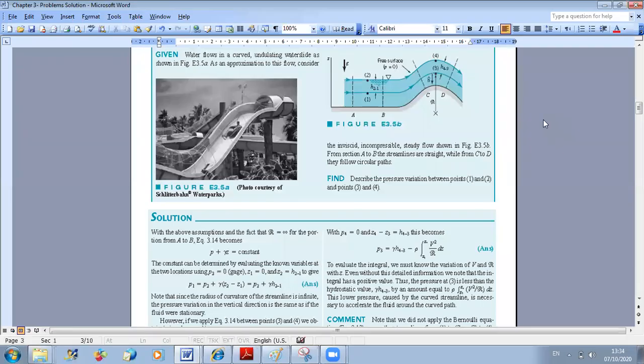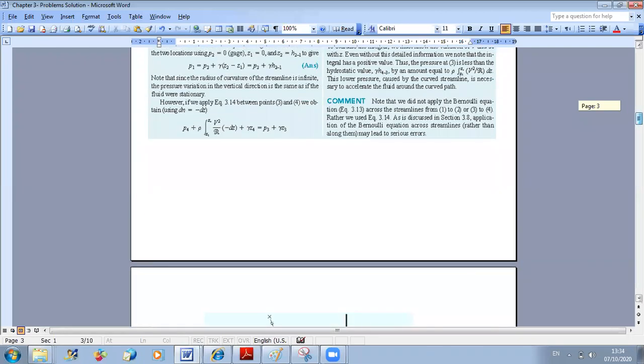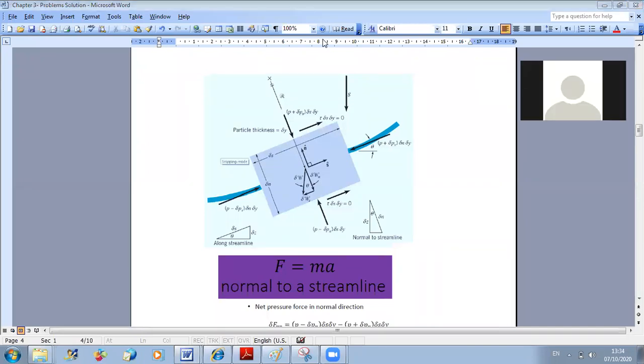Just to remind you, we were working on this problem, and we want to find the variation in pressure between points 3 and 4. If you didn't have the chance to look at the video, all you have to do here is apply the formula that is normal to a streamline.